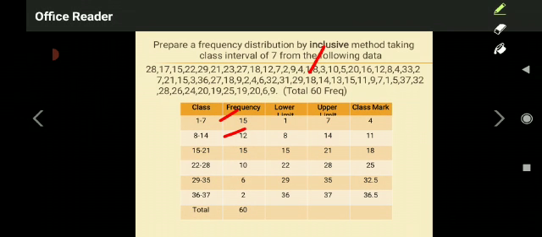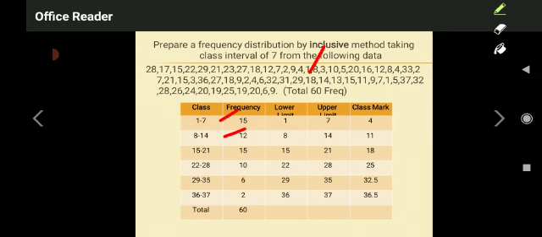Once your class interval starts with 1 to 7 in inclusive method, the second class interval must begin with 8 to 14. The third one, after 14, is 15 to 21. After 21, 22 to 28. I hope you understood, my dear students.